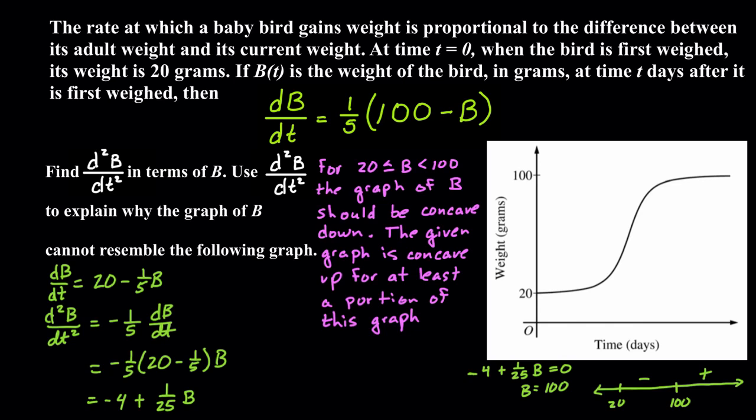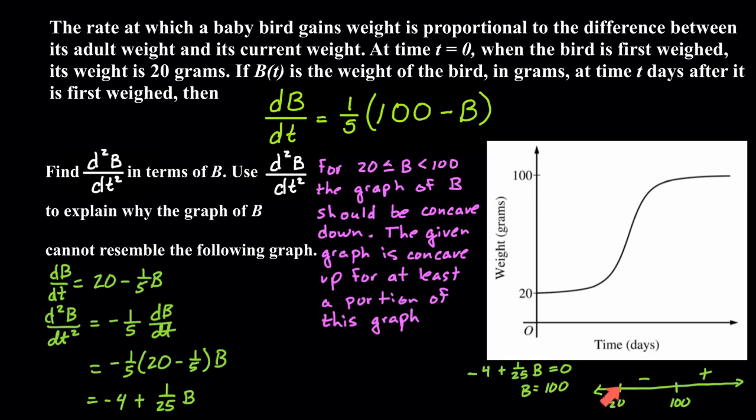All right, so what we had to do is we had to take the second derivative of this. So what I did first was distribute to give us 20 minus 1/5 b. Taking the derivative of the 20 is 0, and the derivative of this gives us negative 1/5 dB/dt. Remember, this is with respect to time, so we have to put dB/dt here, which was this from up here. And so substituting in gives us this equation here. We set it equal to 0 because we need to do a sign chart with this.